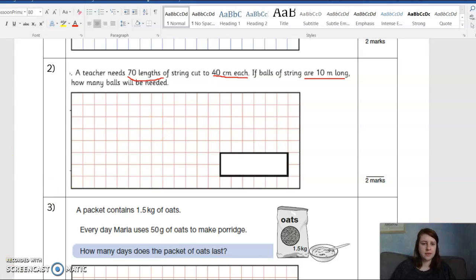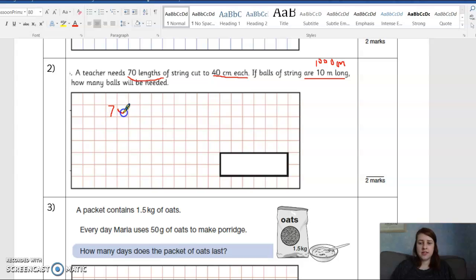Sorry, I was getting my words mixed up there. To convert this into centimetres. So 10 metres in centimetres is 1,000 centimetres. So now I've got the question. A teacher needs 70 lengths of string cut to 40 centimetres each. If balls of string are 1,000 centimetres long, how many would be needed? So the total amount that I can get from one ball of string is 1,000 centimetres. Now I need to work out how many I actually need.